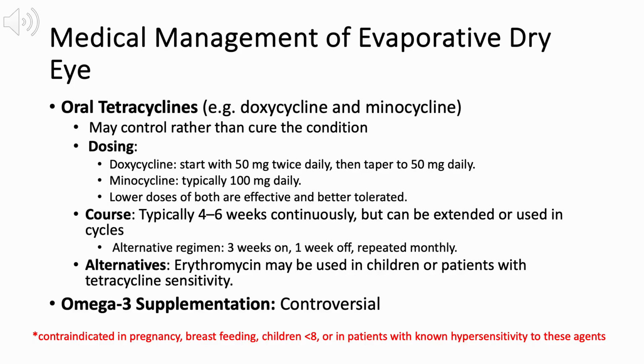The usual treatment course spans 4 to 6 weeks, though it can be extended or used cyclically, for example, 3 weeks on and 1 week off, repeated monthly. In patients who are children or have tetracycline sensitivity, erythromycin can serve as an alternative. Omega-3 supplementation remains a controversial adjunct. Importantly, tetracyclines are contraindicated in pregnancy, breastfeeding, children under 8, and individuals with known hypersensitivity to these medications.